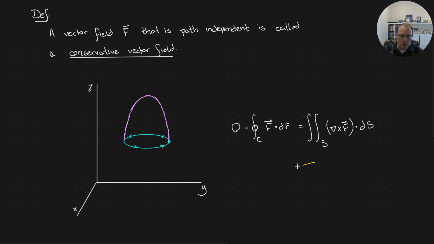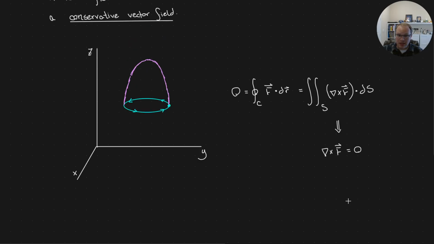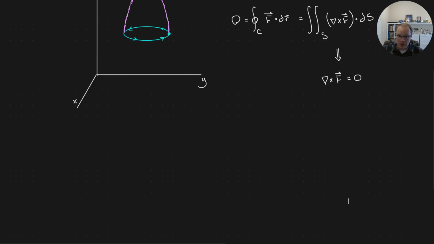Because it holds for any closed path and any surface with that path as its boundary, the only way that this will always be equal to 0 is if the curl of the vector field is 0. So this implies that the curl of the vector field must be 0. Okay? And that gives us a test to determine if a vector field is conservative.